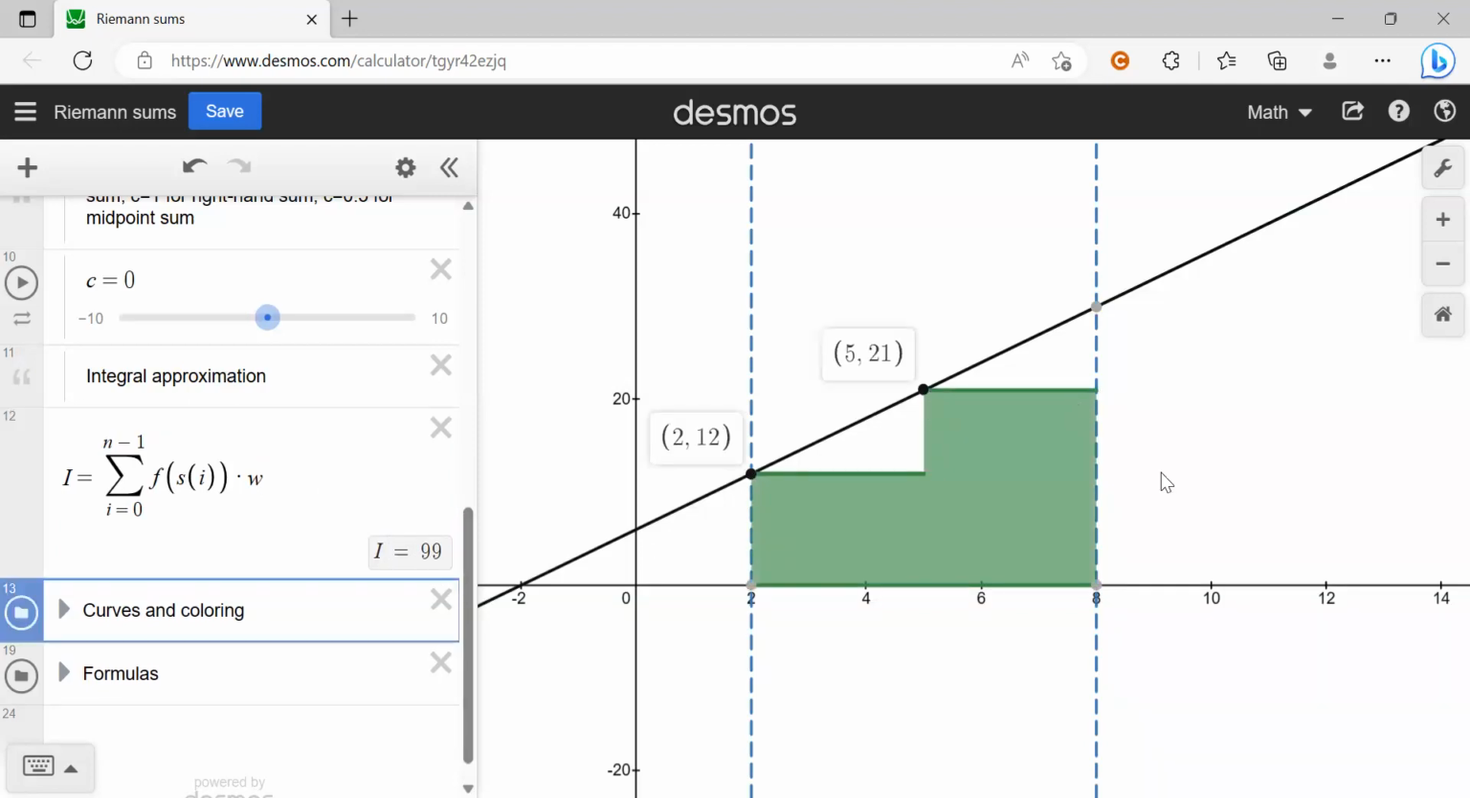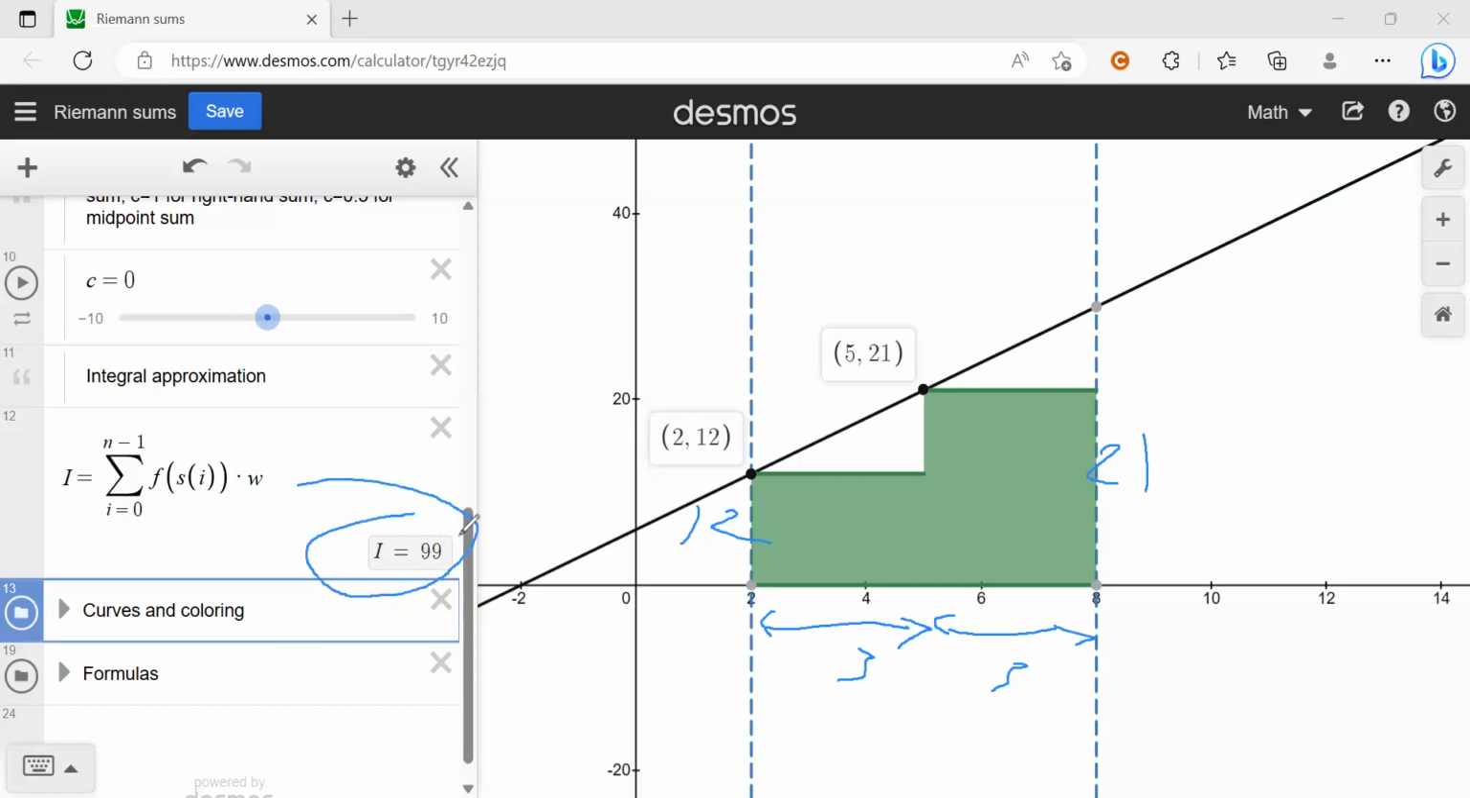You can see why, right? Because if you take 2 to 8 and split it into 2 rectangles with equal width, this is essentially 6 divided by 2. So the length is 3, and the height is 12. I know it's not drawn to scale, the 3 is longer than the 12. The 3 here, another 3 here. This height here is 12, this height here is 21. So if you do the calculation, 3 times 12 plus 3 times 21, you end up with 99. So what happens if you increase the number of rectangles?